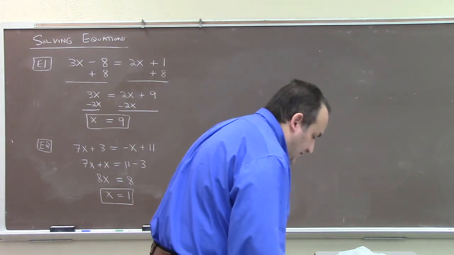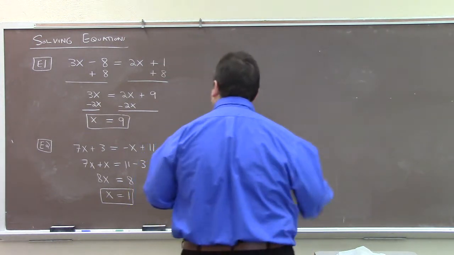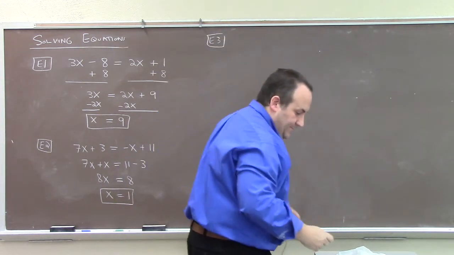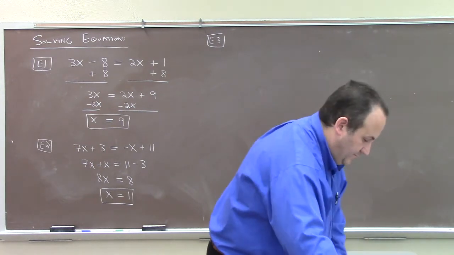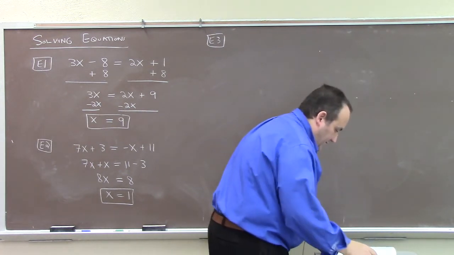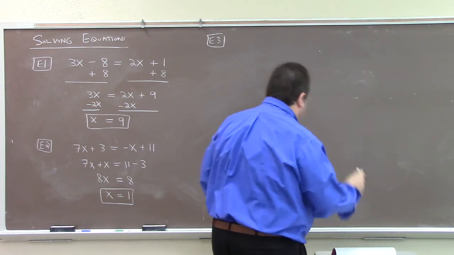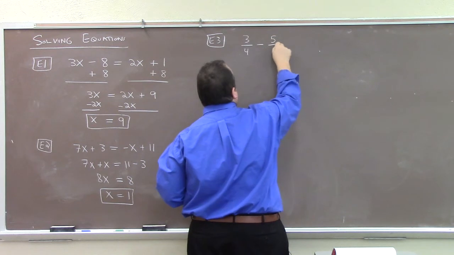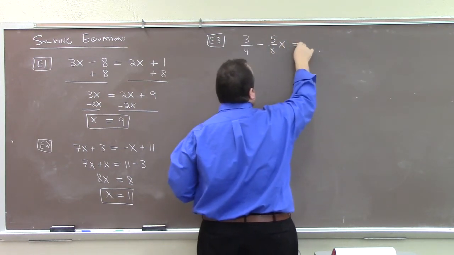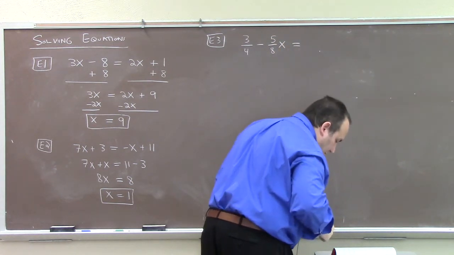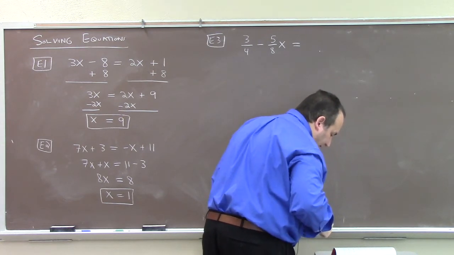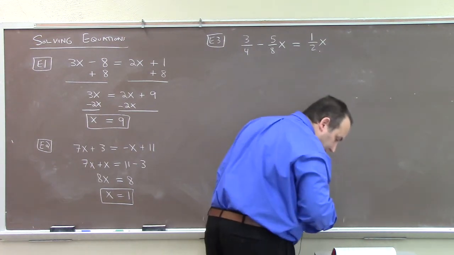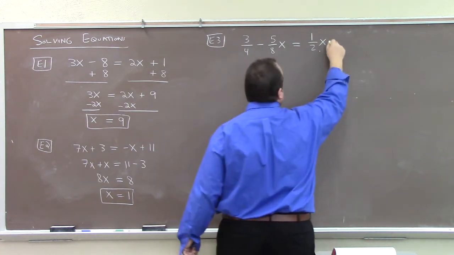Fractions are our nemesis. 3/4 minus 5/8 x equals 1/2 x minus 3/8. Let's solve this.